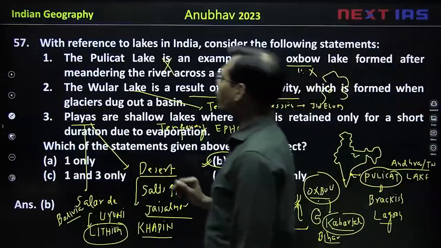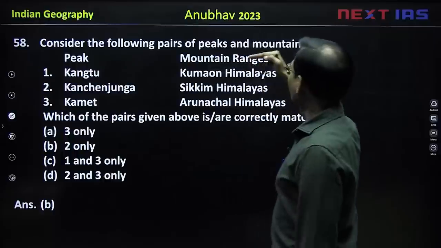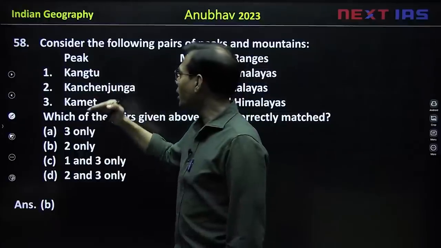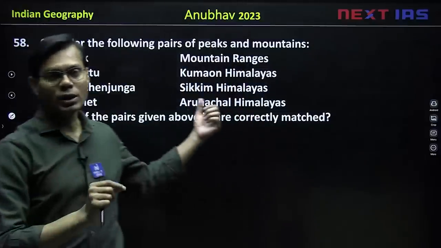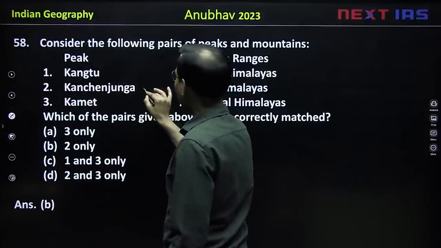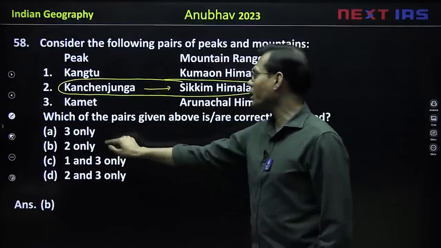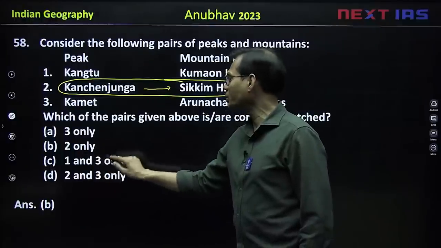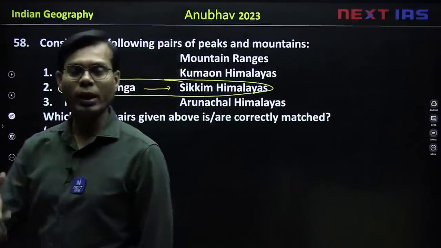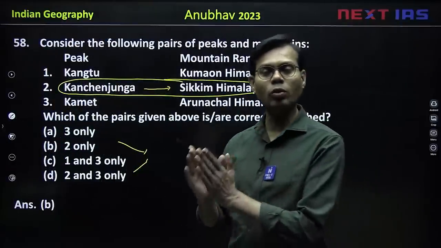And next, if we focus on question number 58. Consider the following peaks in the mountains: Kanchenjunga is mentioned, Kangtu is mentioned, Kamet. First of all, we will strike, okay, Kanchenjunga we are well aware of. Second statement, we are aware of Kanchenjunga, a famous peak in the Sikkim area. So that is the correct option, Kanchenjunga. So two must be there. Two in option B, two in option D. So we have to choose either B or D. Sometimes, rather than panicking that we don't know Kangtu or Kamet, we have to go for the statement in which we have a good idea.